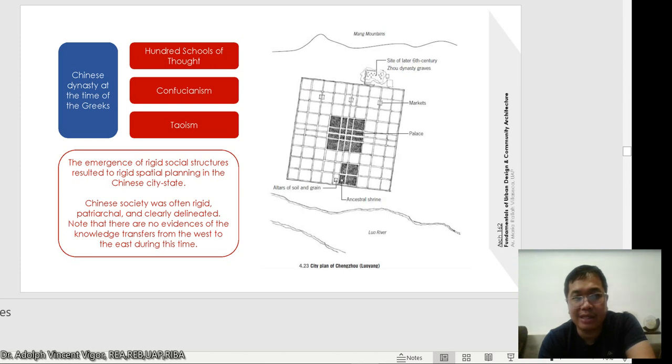The Chinese dynasty at the time of the Greeks had the hundred schools of thought, Confucianism and Taoism. This emergence of rigid social structures resulted in rigid spatial planning in the Chinese city-state. Chinese society was often rigid, patriarchal, and clearly delineated. Note that there is no evidence of knowledge transfer from the West to the East during this time.